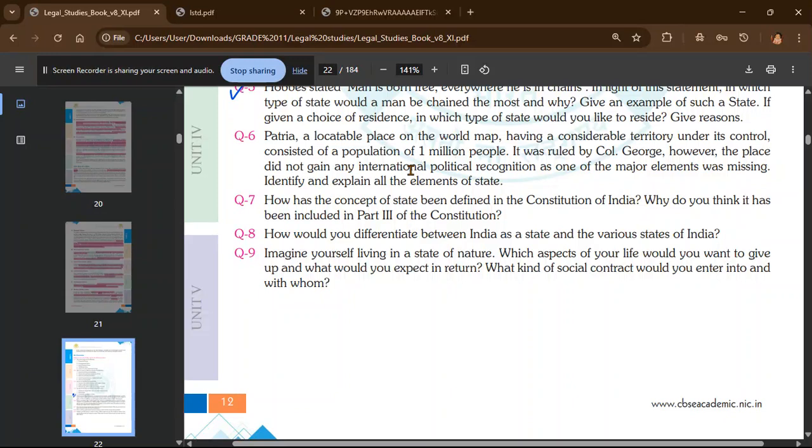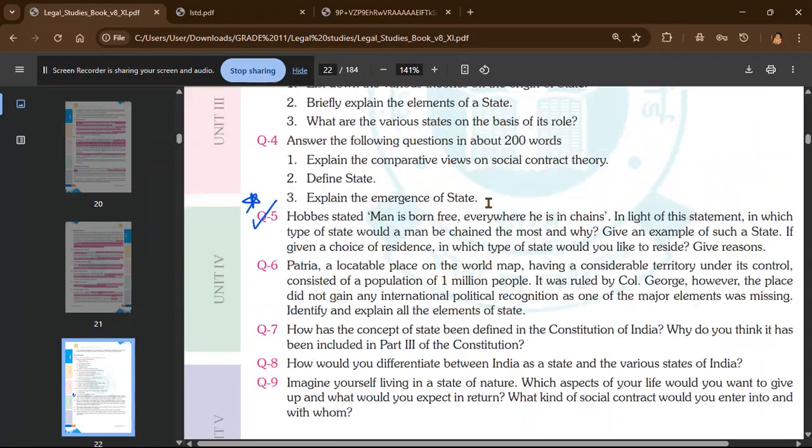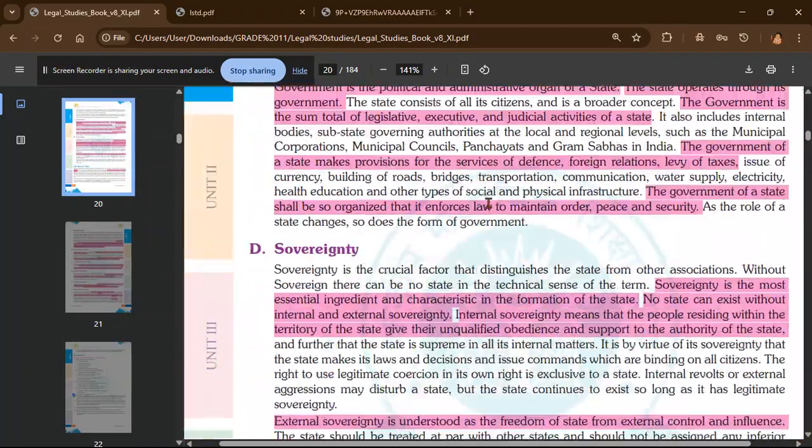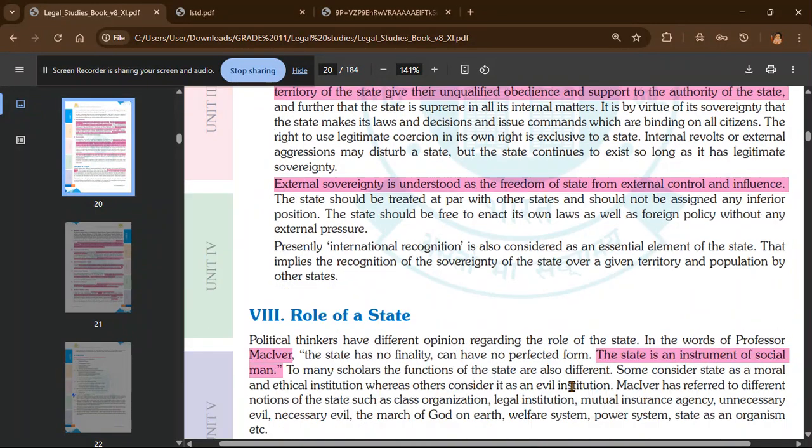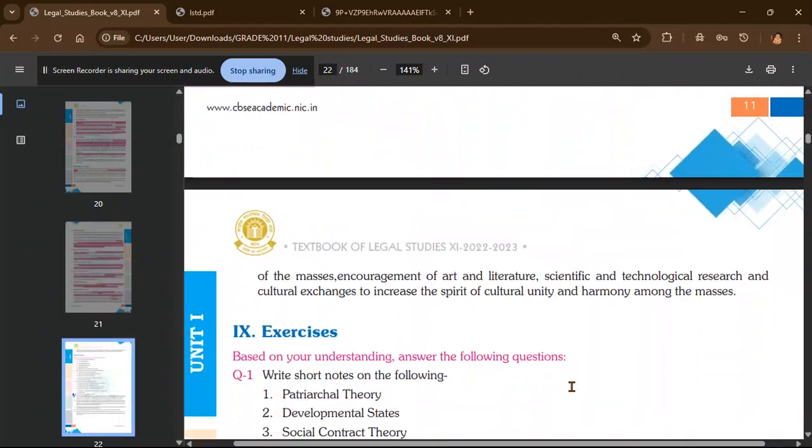They have told you to explain all the elements of state. So first you will write that the major element that was missing was sovereignty, explain sovereignty, then you will write about population, territory and government. For sovereignty you will have to write all of this, and then you will write internal and external sovereignty as well.